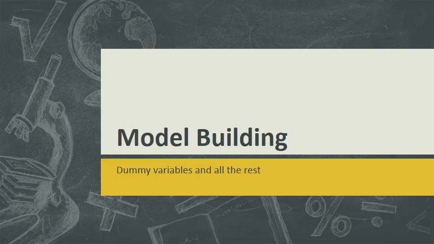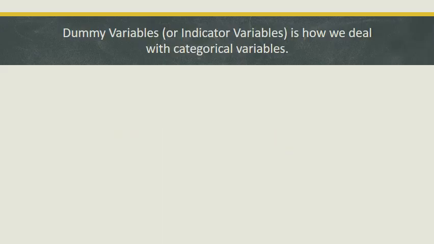Okay, this video is about indicator variables and wraps up what we'll study about regression in this class. First, let's define indicator variables. Many books call these dummy variables. These are the tools that we use to incorporate categorical data into regression models.